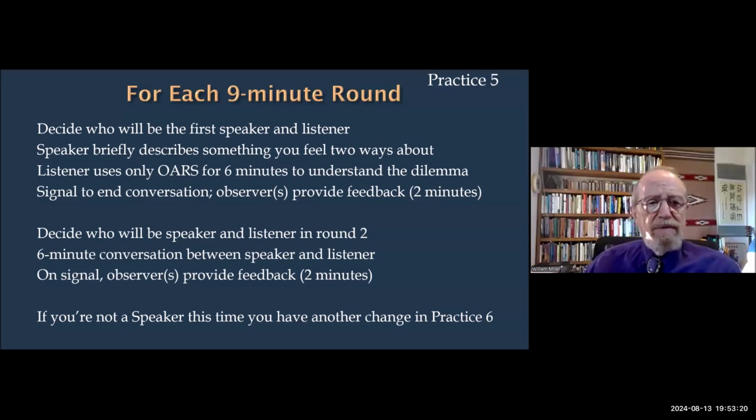Then there'll be a second round. Again, decide who's going to be the speaker and listener. Again, a 6-minute conversation with the listener using OARS, and this can be a different listener this time. And then when the signal comes from my colleagues that the 6 minutes is over, then it's time for the observers to give some feedback of what they observed. And if you don't get a turn to be a speaker in these two rounds, you will have another opportunity in practice number 6, which is coming up.